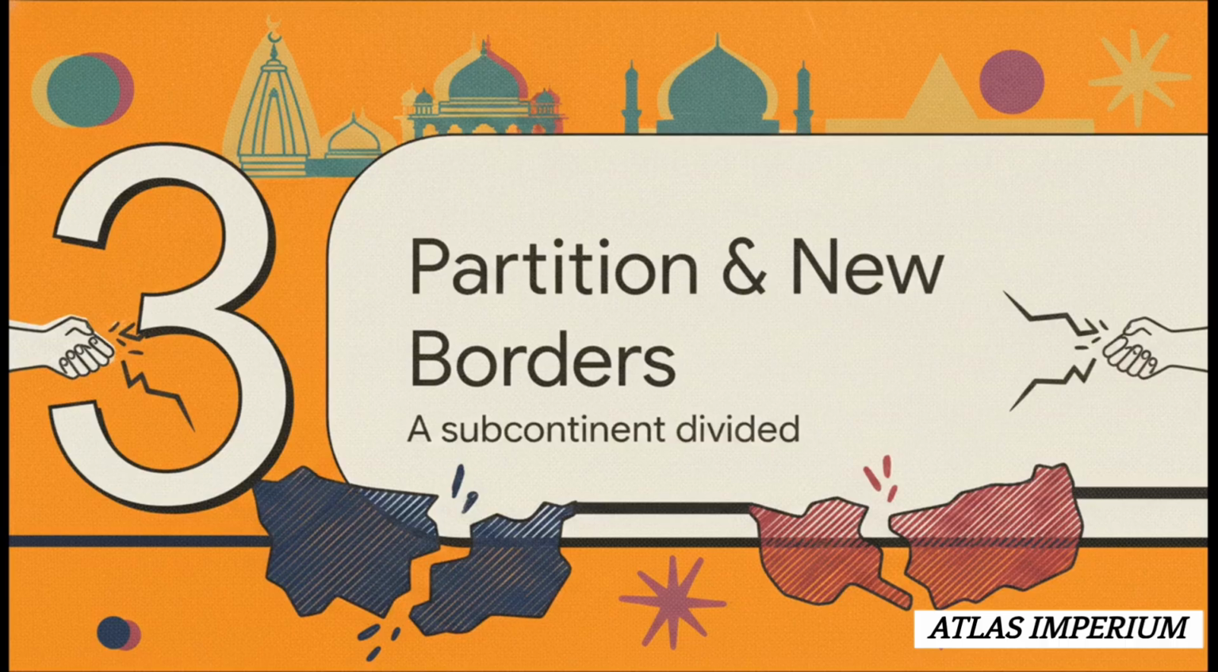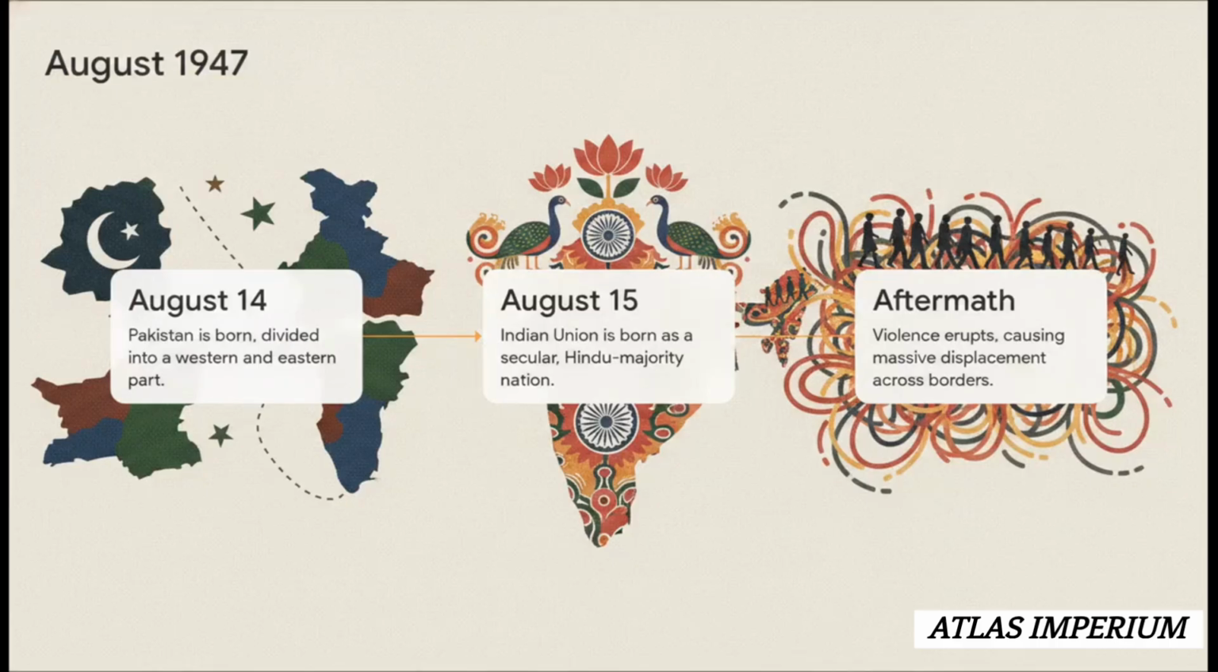Chapter 3. Partition and new borders. A subcontinent divided. Fearing an all-out civil war between widening religious gaps, Britain decided the only solution was to just split the subcontinent entirely. The execution of this plan happened incredibly fast, in August of 1947. First, on August 14th, the Muslim country of Pakistan is born, uniquely divided into a western and an eastern part. Literally the very next day, the secular, Hindu-majority Indian Union is born.